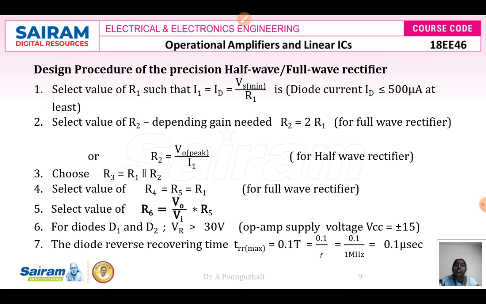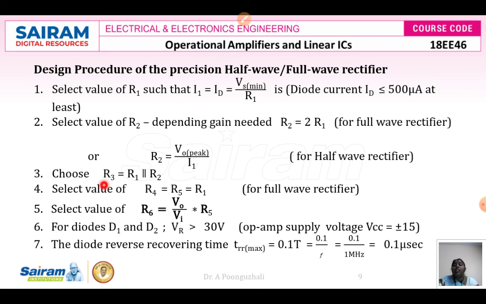So the design procedure of the precision full wave or half wave rectifier is, we are going to select the value of R1 such that I1, which is the diode current, should be less than or equivalent to 500 microamps. So here in this case it is going to be Vs minimum divided by R1. Next, after selecting R1, we have to go for R2, depending on the gain there. So here we are going to take R2 equivalent to 2R1 for a full wave rectifier. But for a half wave rectifier, we just take it as V0 peak divided by I1.